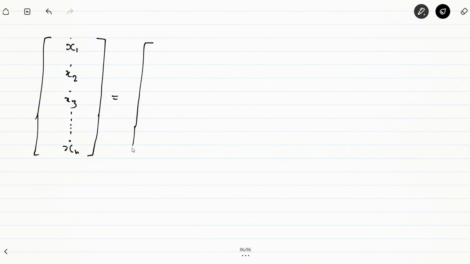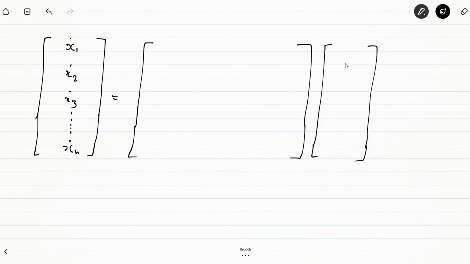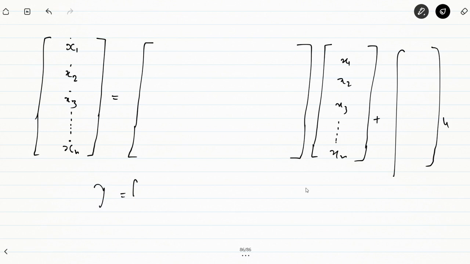In the state space form, x1 dot, x2 dot, x3 dot, and so on up to xn dot will be equal to something times x1, x2, x3, and so on up to xn, plus something times u, and y will be equal to something times x1, x2 up to xn plus something times u.